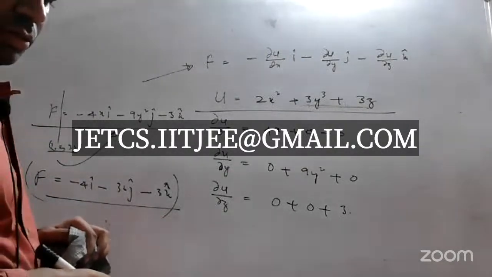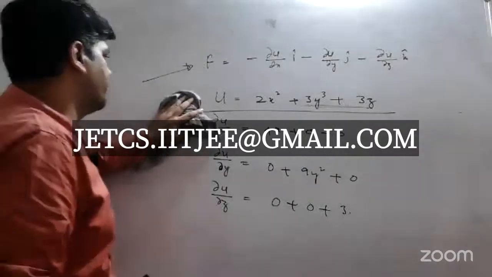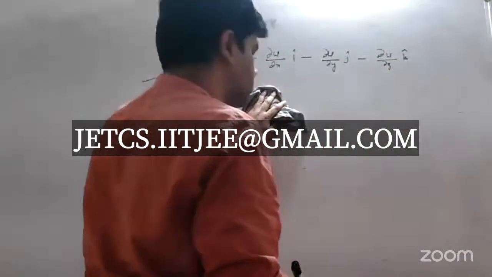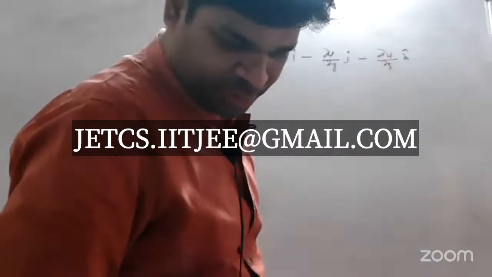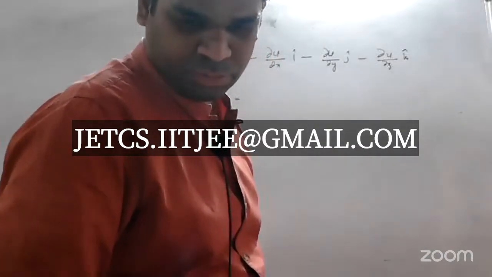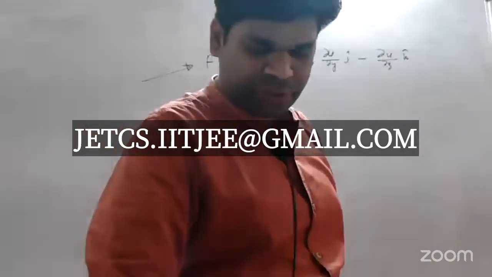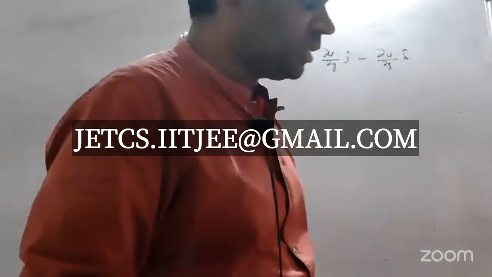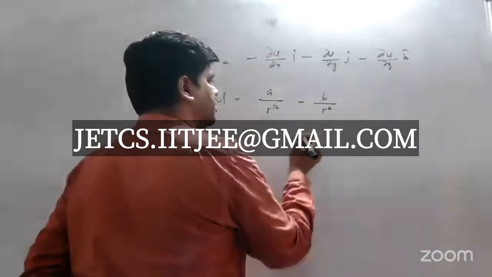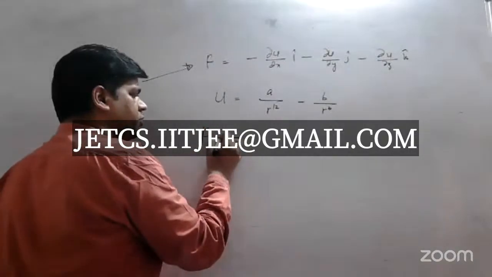All right. Now let's take another function. The potential energy function for a force between two atoms in a diatomic molecule can be expressed approximately as a by r power 12 minus b by r power 6. I need to find the force. F is equal to minus du by dr.